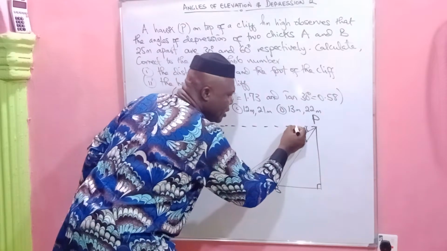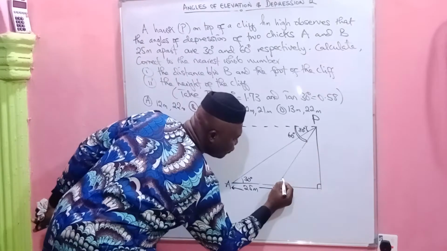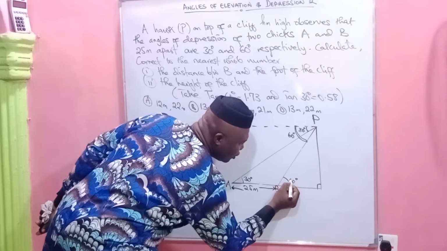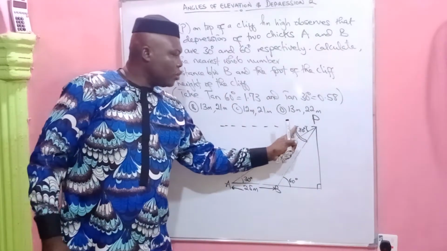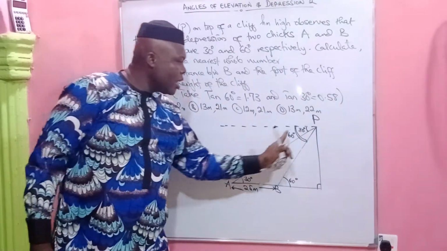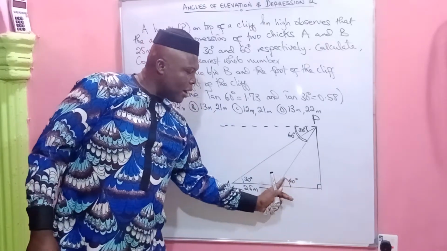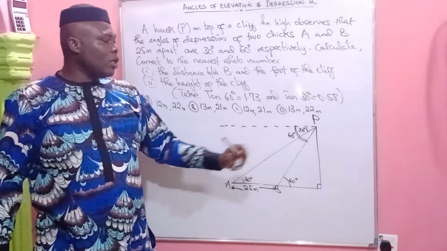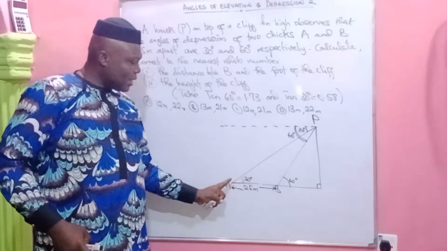And if from here to here is 60 degrees by alternate angle, it means from here to here will be 60 degrees. Please don't forget that, that's 60 degrees. If from here to here by alternate angle is 30 degrees, here will be 30 degrees. And if from here to here is 60 degrees where it touches this line, by alternate angle here will be 60 degrees. And of course, if you look at this question, you can now see that angles of depression is the same as angles of elevation.